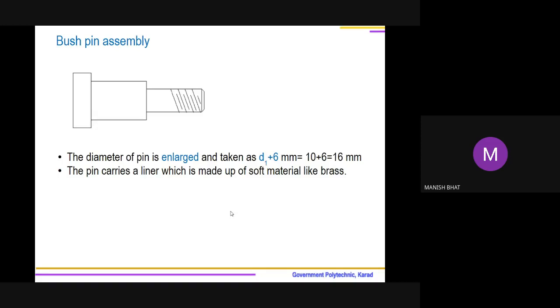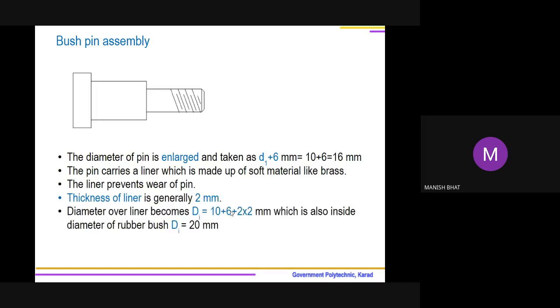Pin always carries a liner made up of soft material. It is softer than the material of the pin, so that wear will occur on the liner. The liner we can easily replace, and the cost of the liner is less. And usually the thickness used is 2 millimeter. So what will be the diameter over the liner? It is 10 plus 6, 16 is the diameter.